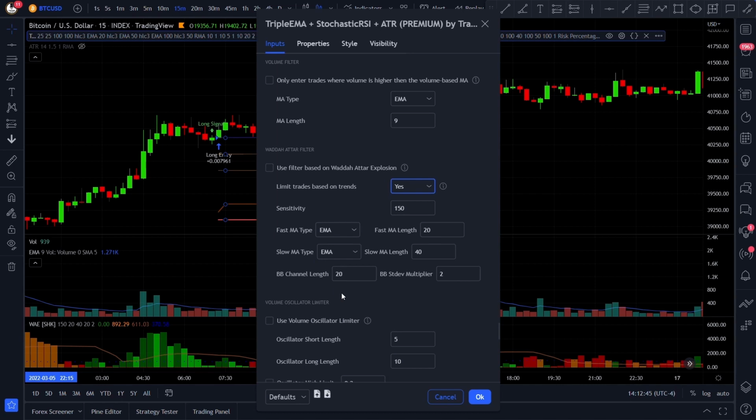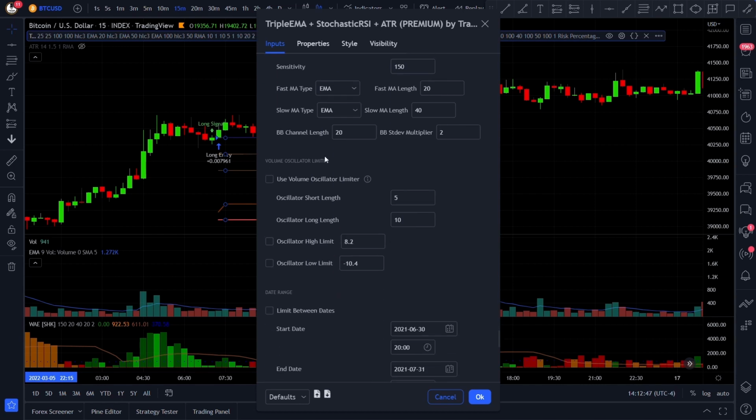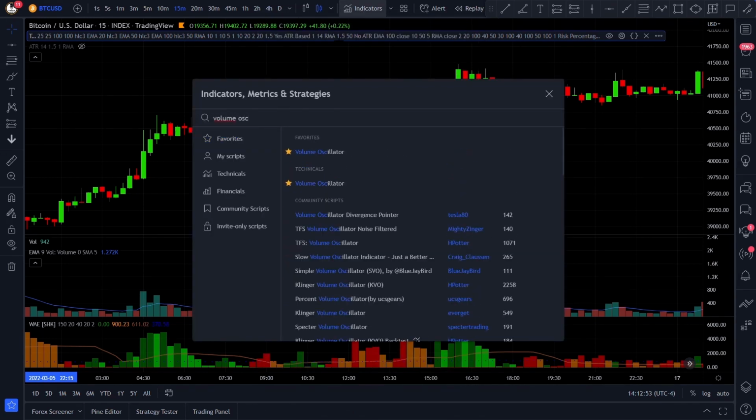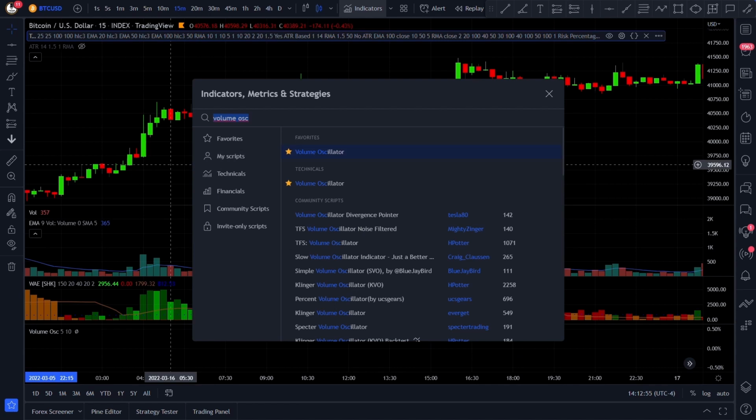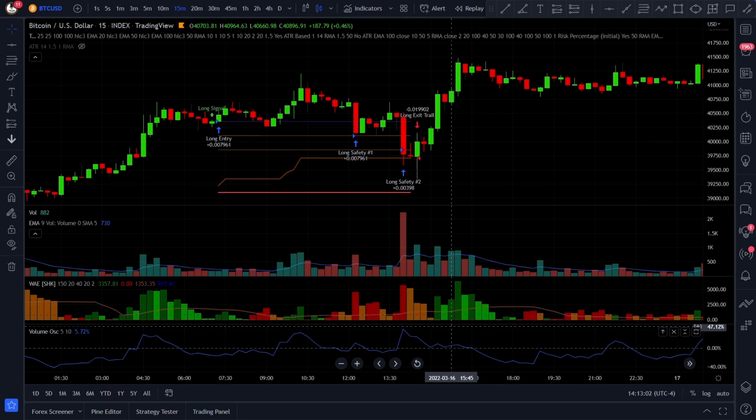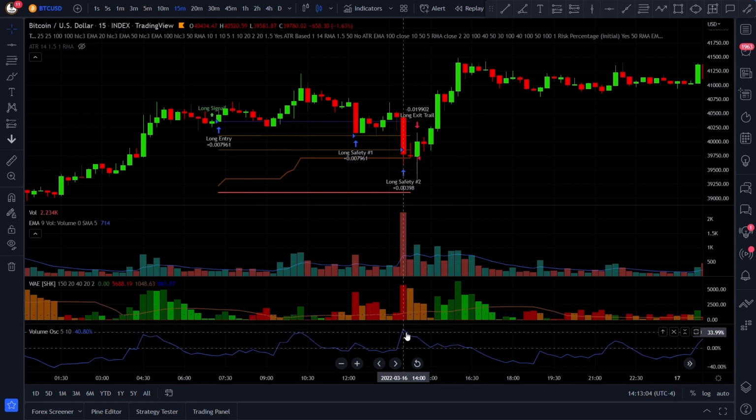Finally, we reach the last indicator, which is the volume oscillator. To understand how it works, type volume oscillator in the indicators tab. Add this one to your chart. This indicator has a blue line which oscillates between negative 50% and positive 50%. The higher the line's value, the stronger the volume is.